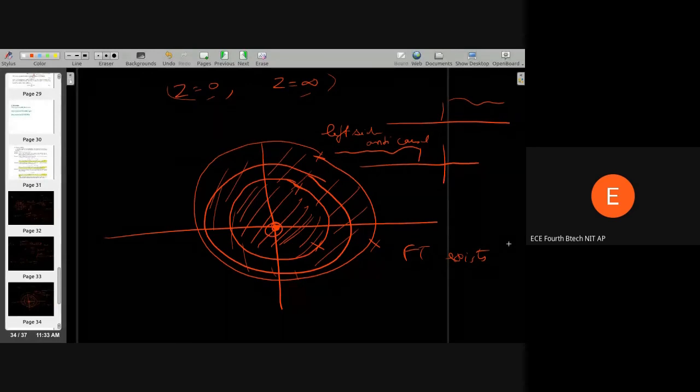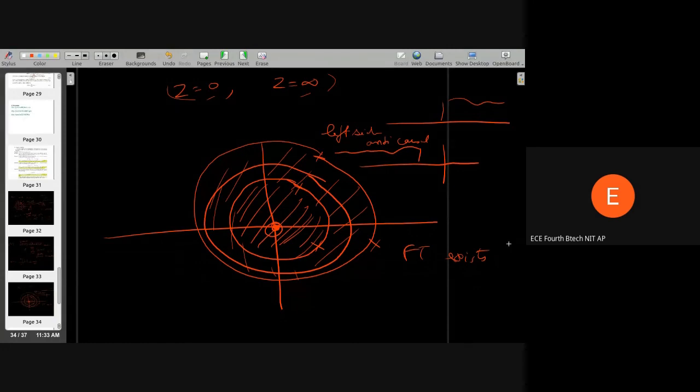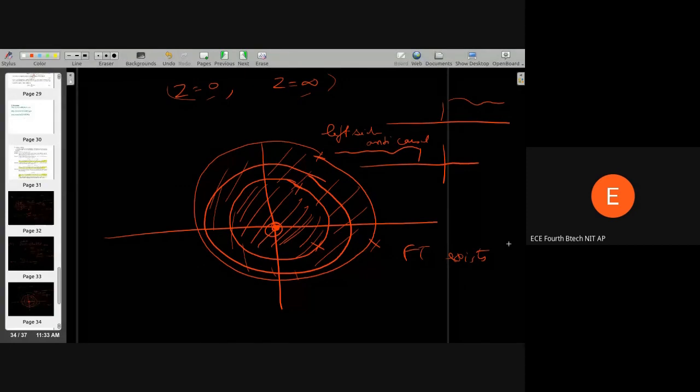Now, in both these cases, you see the entire z plane is not there, only a strip is there. Only a part of the z plane, or imaginary or polar plane, is there, whereas the z transform exists. Sometimes Fourier will also exist if the ROC includes the unit circle.